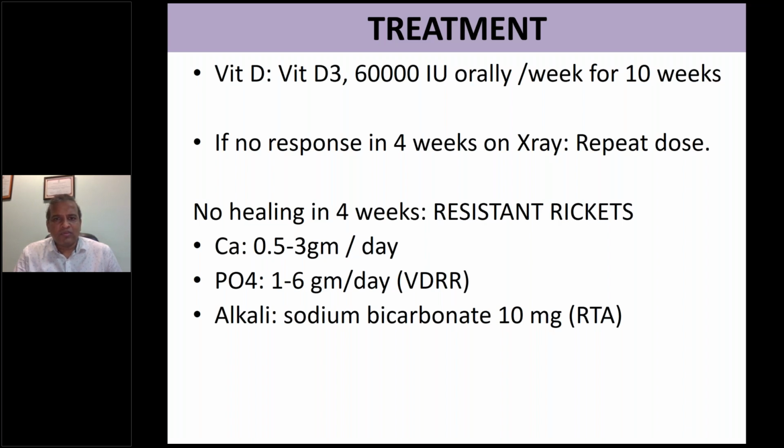The total dose given is 6 lakh units, and if no response is seen in 4 weeks, the dose can be repeated. Those who don't respond even after 2 doses, where radiologically there is no healing, we label as resistant rickets. We can add on calcium and phosphate supplementation. Phosphate supplementation is more important in hypophosphatemic rickets or vitamin D resistant rickets, and some patients with renal disease might require sodium bicarbonate or alkali supplementation for renal tubular acidosis.